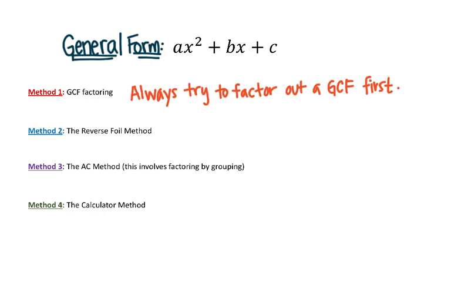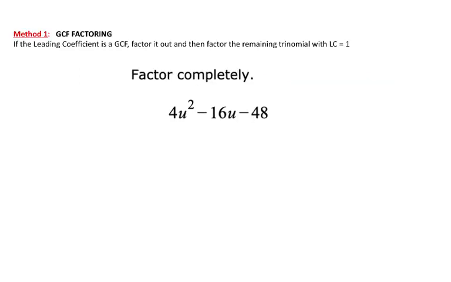The first method we'll talk about is the GCF factoring method. You should always try this one first. Then I'll show you another method called the reverse FOIL method, a third method called the AC method, which involves factoring by grouping, and then lastly I'll show you how to factor these quadratic trinomials using the calculator method, which will always work.